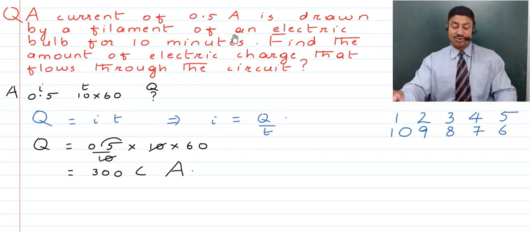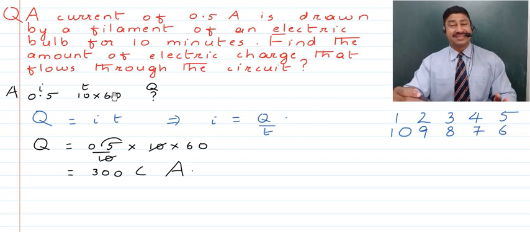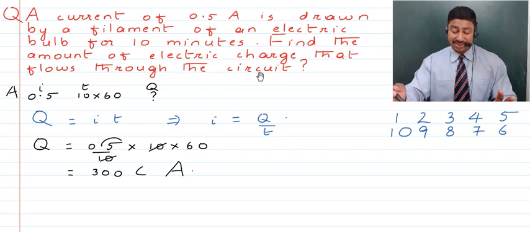In the question, you've been given that there's a current of 0.5 amperes which is being drawn by a filament of an electric bulb for 10 minutes, right? As it is 10 minutes, and minutes is not the SI unit, we will convert this to the SI unit, that is seconds. So we have 10 into 60 in seconds, right? The charge is what has been asked of you. So charge will become equal to current into time, as current is equal to charge upon time.